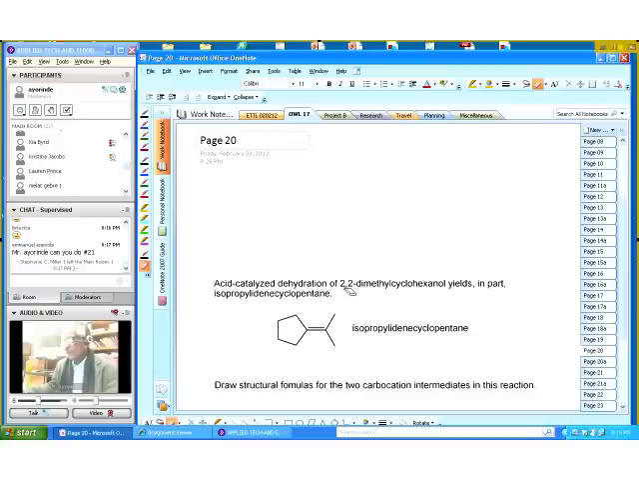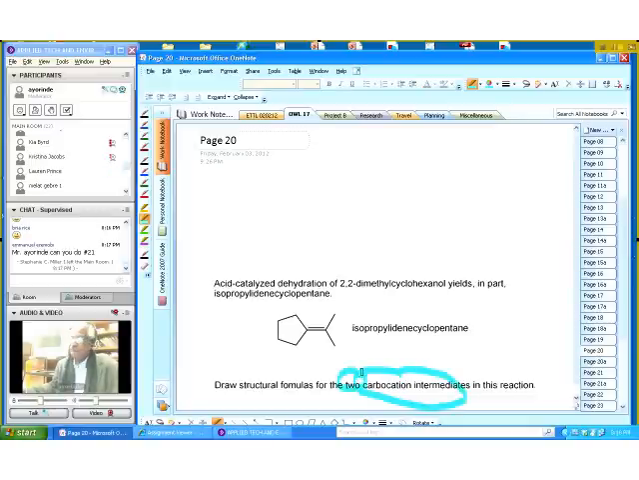So let me take this out. What they want us to do is show how this molecule, 2,2-dimethylcyclohexanol, will give this product here. But indirectly, they are asking us, what are the carbocations that are used to actually get to this product? In other words, they are telling you that the mechanism of this reaction involves the formation of a carbocation. That is what they are telling you here by asking you to give the carbocation intermediates. Actually, they said the two of them.